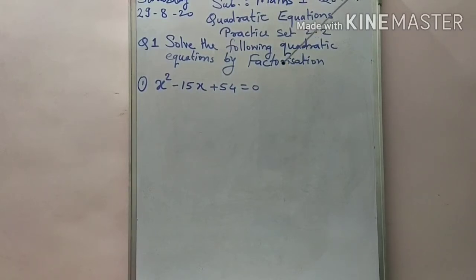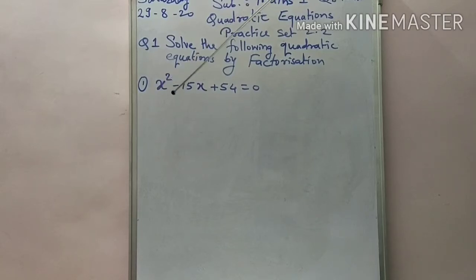Okay, so solving the equations means what? Here we have to find the value of x such that as we put that value of x here, the equation is satisfied. In other words, we have to find the solution of the equation, and that solution we now call roots. We have to find the roots of the equation, meaning the value of x, by the factorization method.